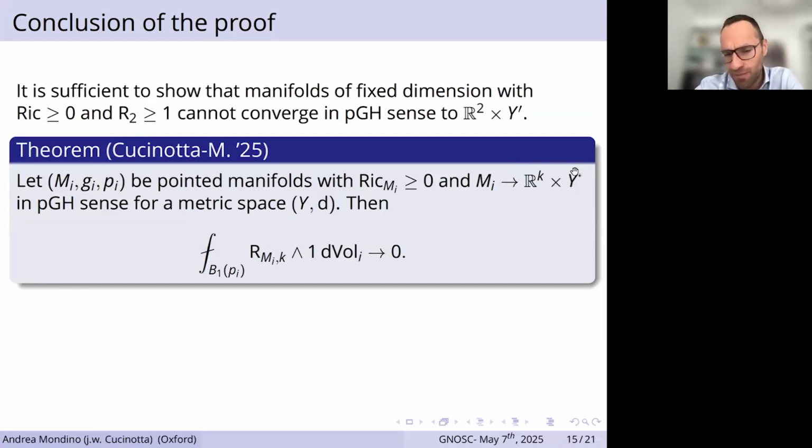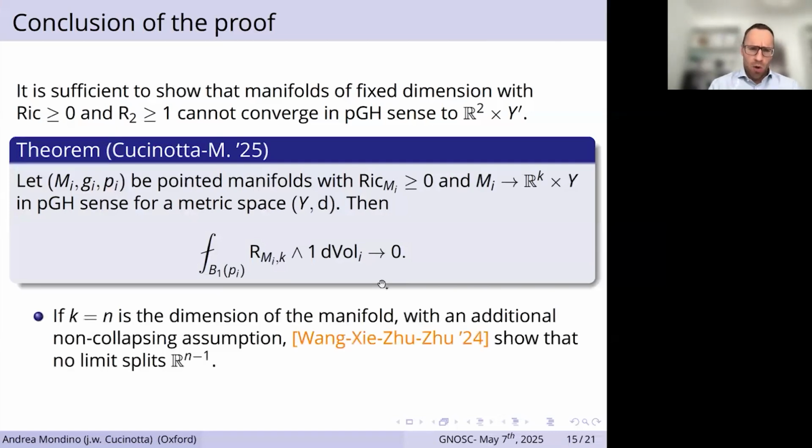So roughly, what you expect is that this limit space has Rk equal to 0 if you split off k Euclidean factors. And this is saying that if you converge in the pointed sense, then the average must go to 0. So it's a continuity result for this integral to the limit in a rough sense. Okay? So it is something that one can believe.